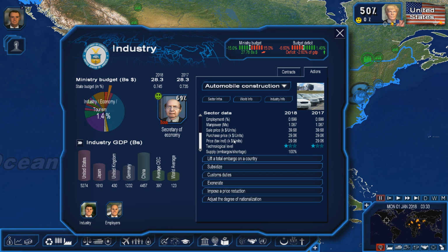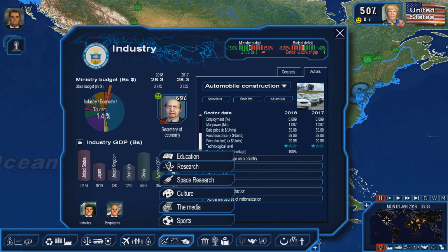This is after taxes, and it's usually similar to your purchase price from what it looks like. Technological level, I don't think anything can really change this. Actually, yeah, technological level is 1 out of 3 stars. This can be increased whenever you make a technological advancement.